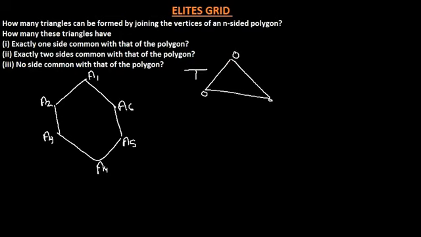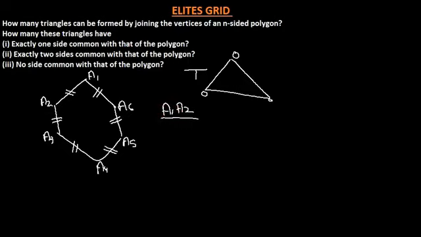Now we will select A1, A2. We can select this side common, or this side common, or this one, or this one, or this one, or this one. That means A1 A2 could be the common side, or A2 A3, A3 A4, A4 A5, A5 A6. If we are selecting A1, A2, then we cannot select A3 or A6 vertex.